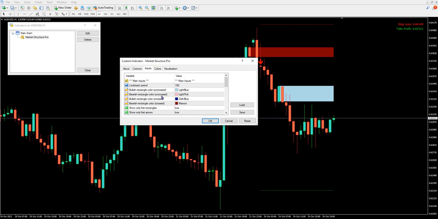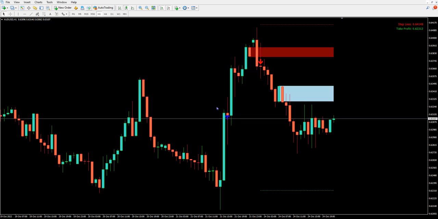For uncrossed zones, we're going to have the light blue and light pink. And then for the crossed zones, we've got the dark blue and maroon. And I'm going to get into what those signify right here in this example. We've got the Australian dollar 1 hour chart. You can see we've got the light blue zone that it has drawn out, and then we've got the maroon colored zone that it has drawn out. So this is signifying a bearish crossed zone, and this is signifying an uncrossed bullish zone.